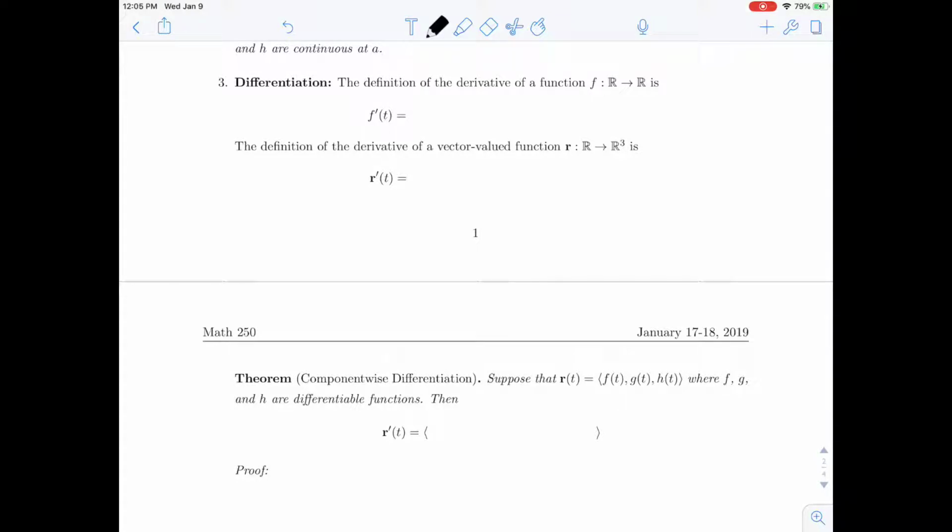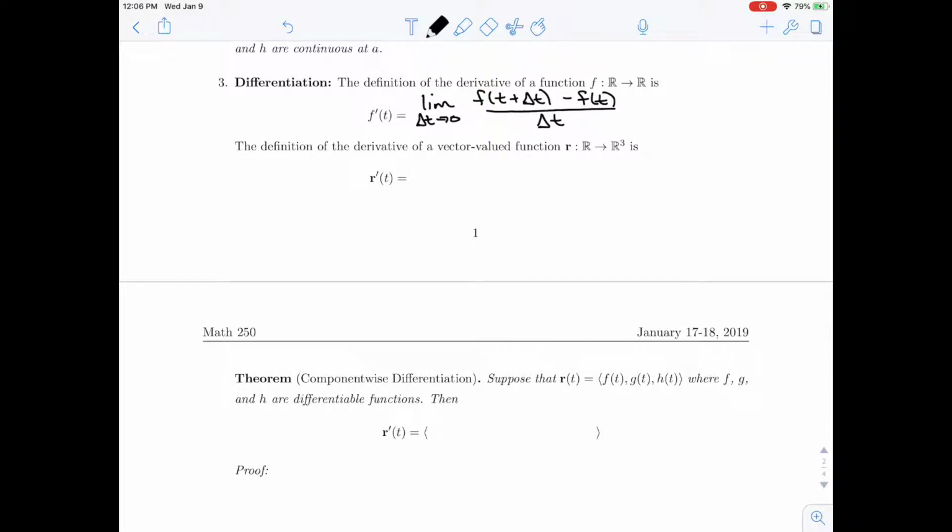Once we have limits and continuity, then we can start talking about differentiation. We'll remember that the derivative of a function f of t from the real numbers to the real numbers is just the limit as delta t goes to 0 of f of t plus delta t minus f of t, over delta t.